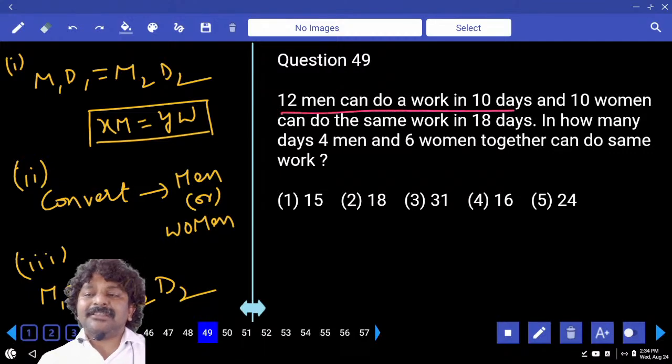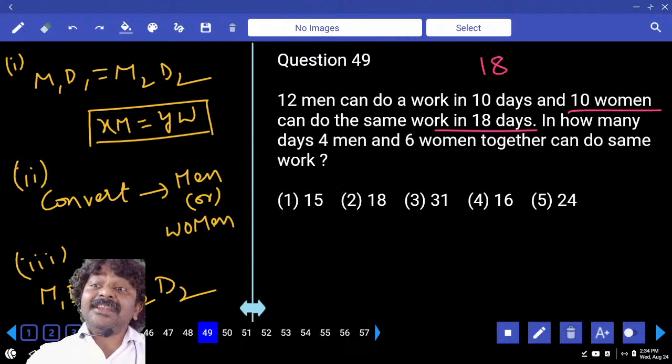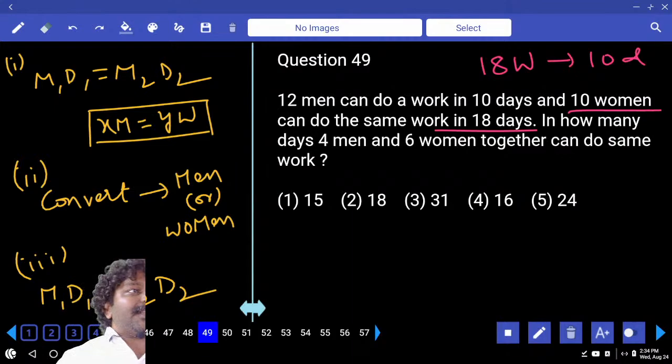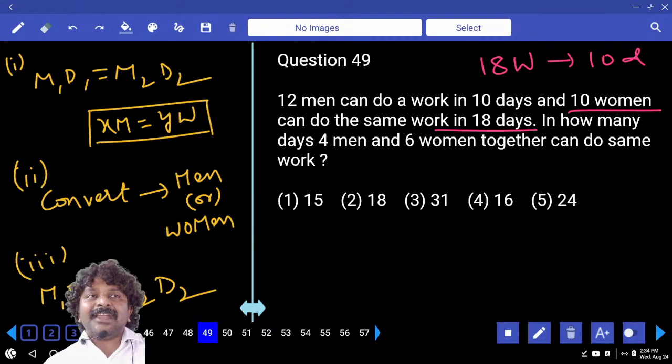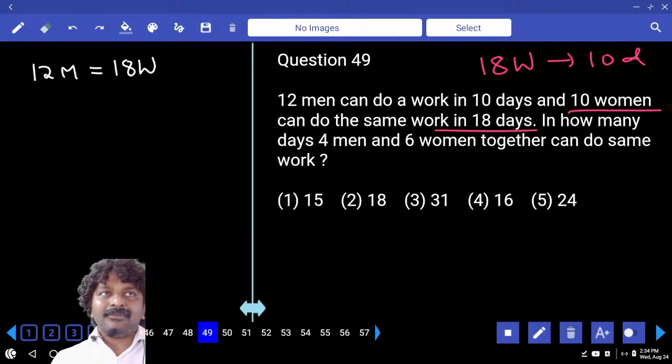Look at here. 12 men can complete the work in 10 days. 10 women can complete the work in 18 days. Can I also say 18 women can complete the work in 10 days? If X men can do it in Y days, Y men can do it in X days. If 18 women can do it in 10 days, whereas 12 men can do it in 10 days, what is the conclusion? 12 men efficiency is equal to 18 women, correct? Now directly we have the first step here, the comparison.